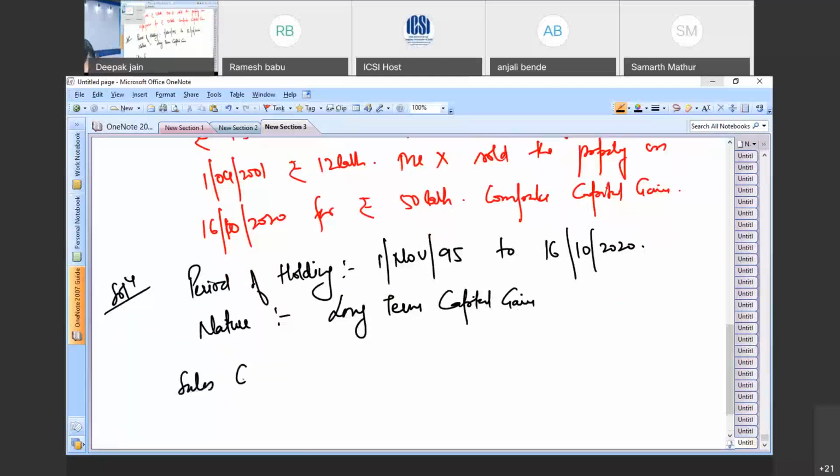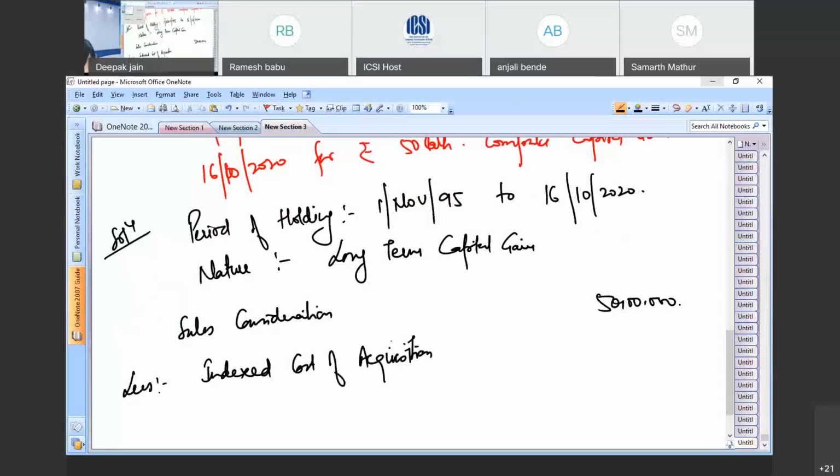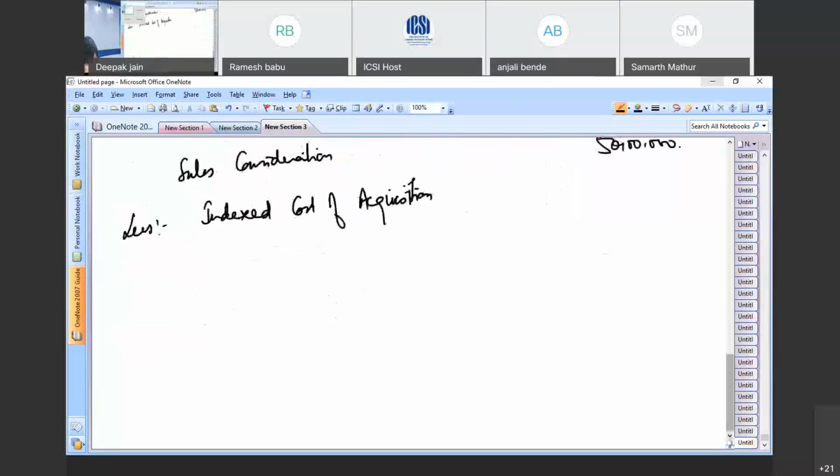How much is the sales consideration? 50 lakh. Less: indexed cost of acquisition. How much is the original cost? 5 lakh. How much is the fair market value? 15 lakh. How much is the stamp value? 12.